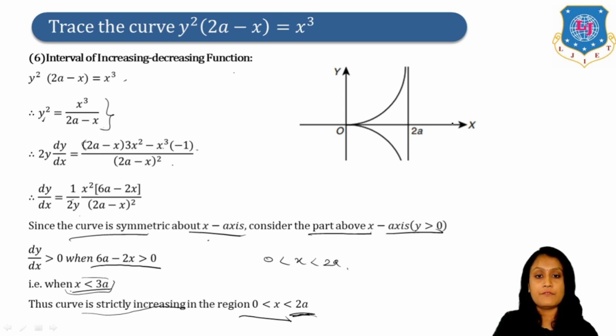Now as we have discussed, the curve is symmetric about the x-axis, and you can see that it is. It meets at the origin, so the point of intersection is the origin, and the asymptote is x equal to 2a. This curve will go infinitely, parallel to this asymptote. So this is how we trace this curve.